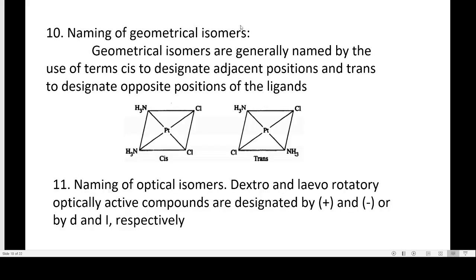And in case of naming of geometrical isomers, here in this example, if the ligands are attached in the same adjacent position, then it is prefixed as cis. In the opposite position, it is prefixed as trans. And in case of optical isomers, the dextro or levorotatory forms of optically active compounds are designated as plus and minus, or D and L respectively.